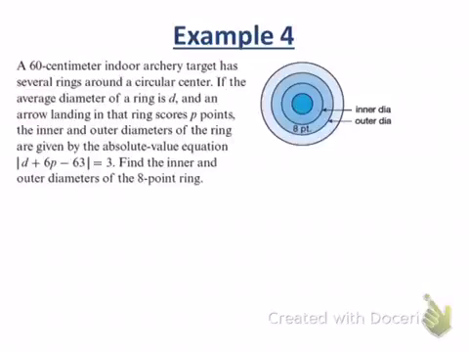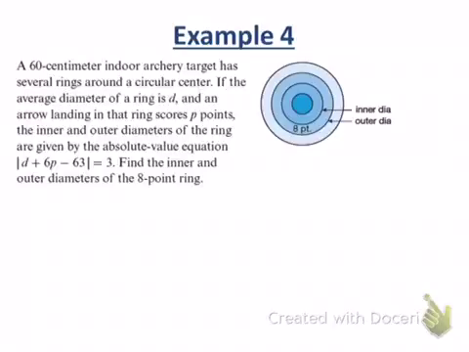Now, this is one of those problems that looks really, really complicated, but it's not. A 60 centimeter indoor archery target has several rings around a circular center. If the average diameter of a ring is D and the arrow landing in the ring scores P points, the inner and outer diameters of the ring are given by the absolute value equation the absolute value of D plus 6P minus 63 equals 3. Find the inner and outer diameters of the 8-point ring.